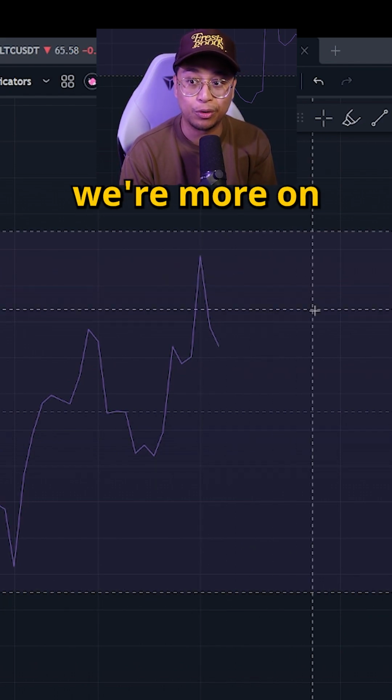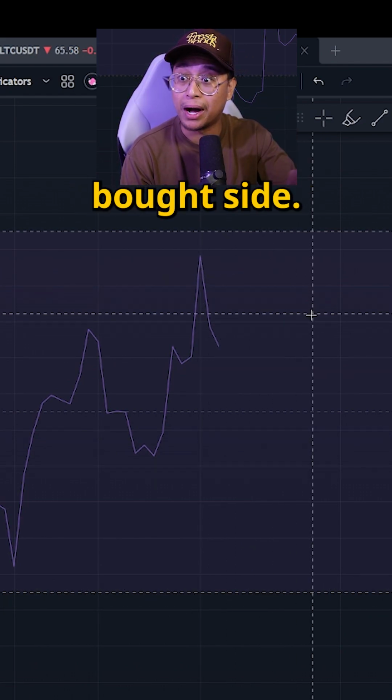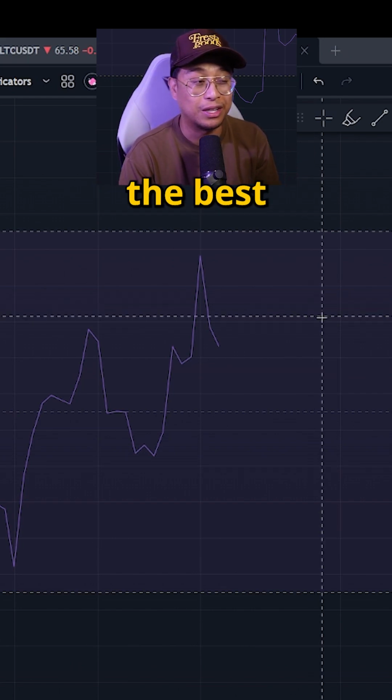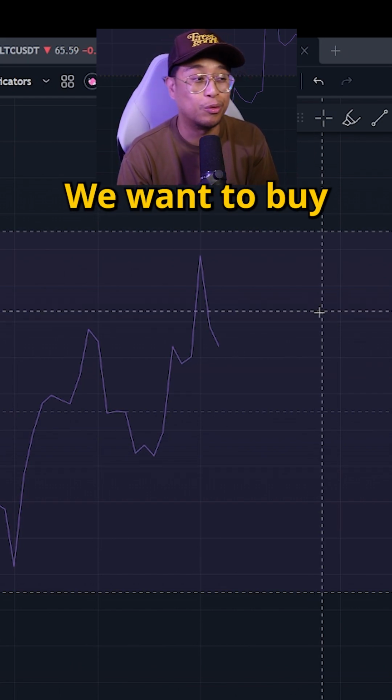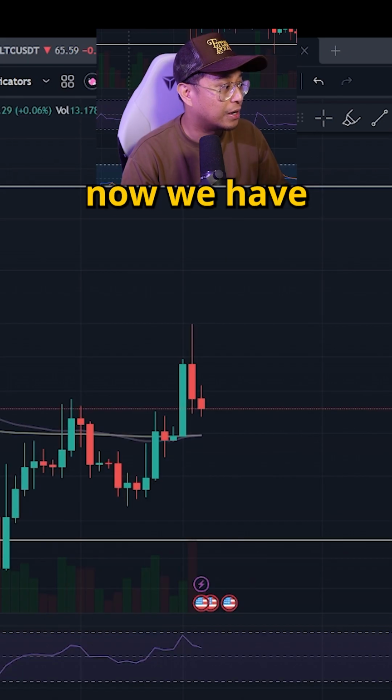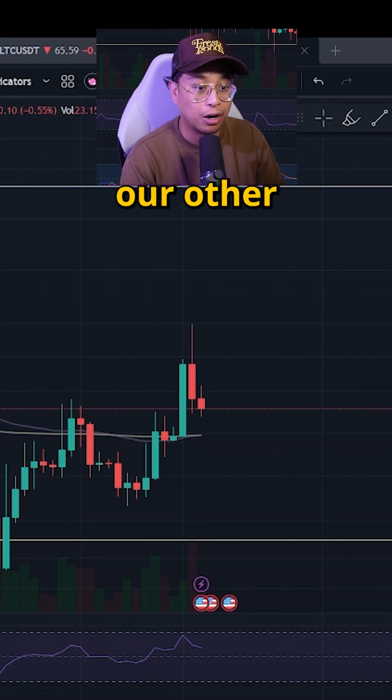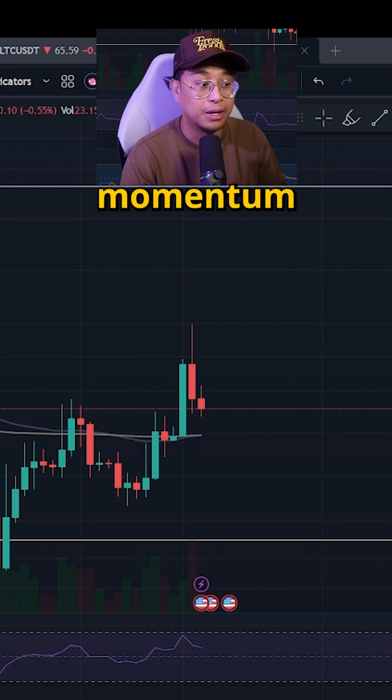Cool. So currently we're more on the overbought side, so it's not necessarily the best time to buy. We want to buy when the RSI is lower. Now we have Stoch RSI, which is going to be our other momentum indicator.